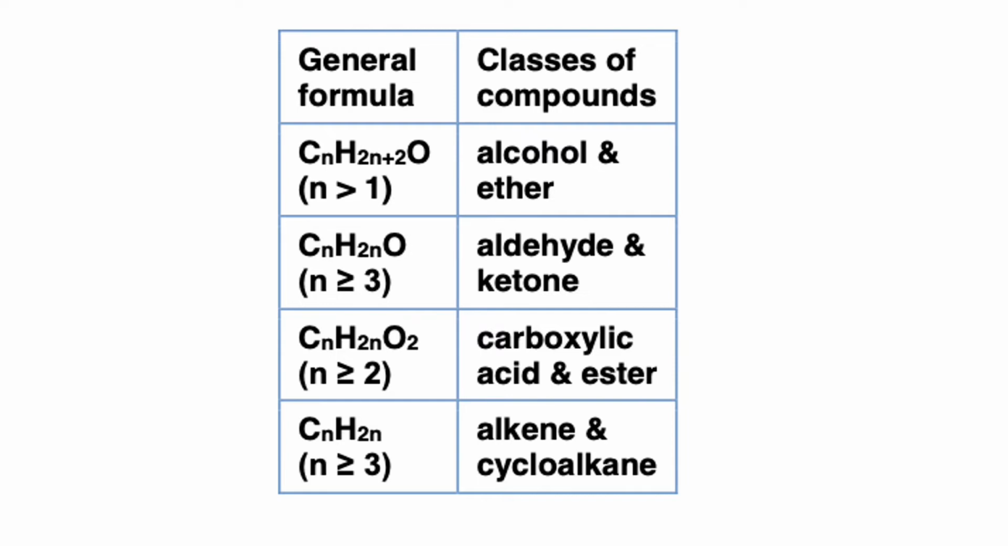Okay, so the first pair is between alcohol and ether. So mungkin awak tak perasan, but alcohol and ether, they will share the same general formula, but of course they have different functional group. Now next pair is aldehyde and ketone. Third, carboxylic acid and ester. And fourth, like the one that I showed you before, alkene and cycloalkane. So let's take a look at each of the example.